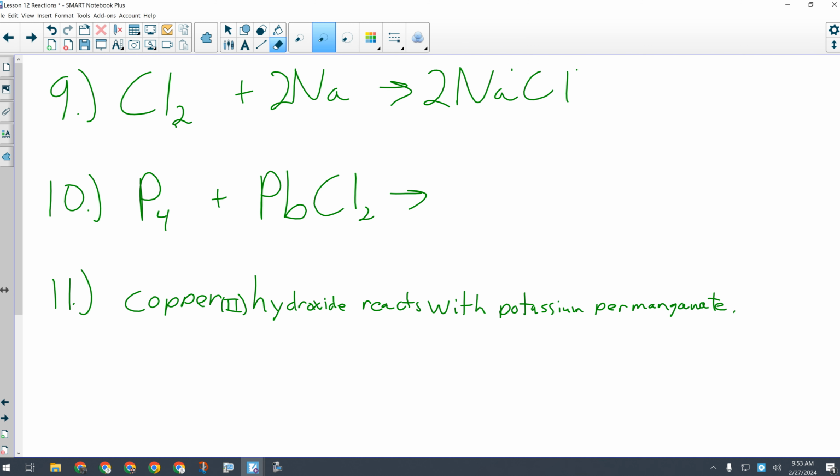All right, for number 10, I've got an element reacting with an ionic compound, in this case, lead 2 chloride. How do I know it's the lead 2 and not the lead 4? Well, I look at the compound. Chlorine is a -1 and there are 2 of them. That means there's 2 negative charges, so this is the lead with the 2+ charge. That's important because on the other side of this reaction, lead is going to swap out and be with phosphorus, and chlorine is going to wind up by itself. And it's a special element, so I put a 2 beside it.